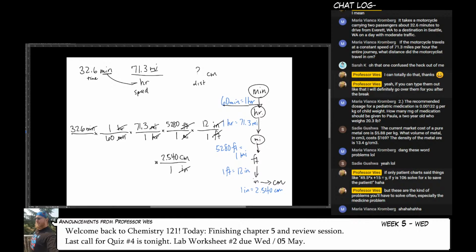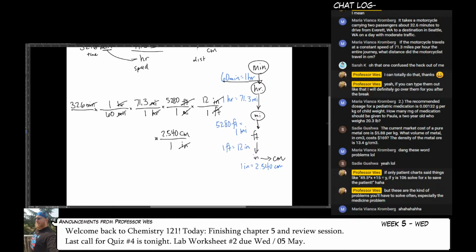So I'm going to put all that in the calculator. And the number that I get is 6.23 times 10 to the 6. That's the answer I get for that one. So some 6.2 million centimeters of distance was traveled going from Everett to Seattle.